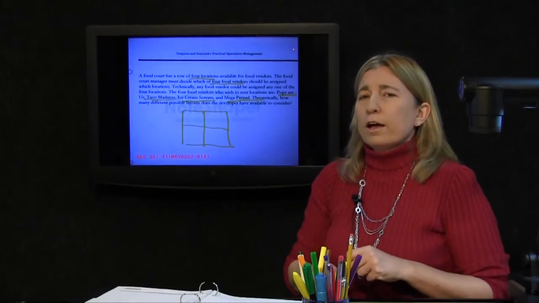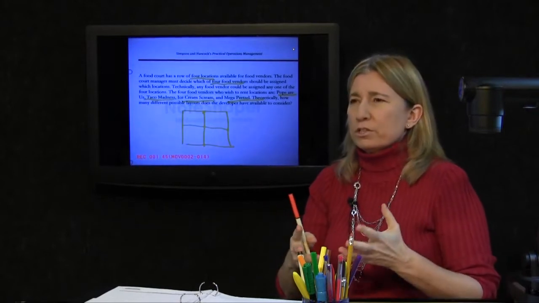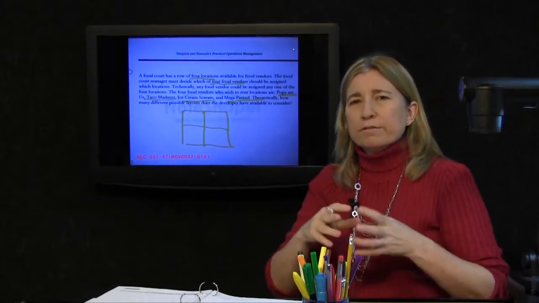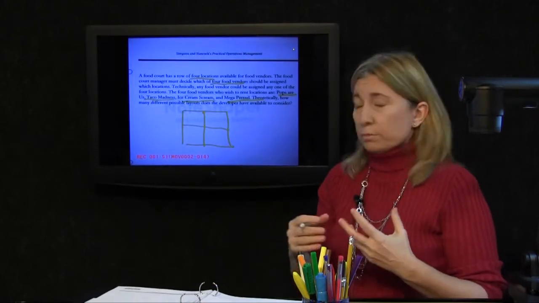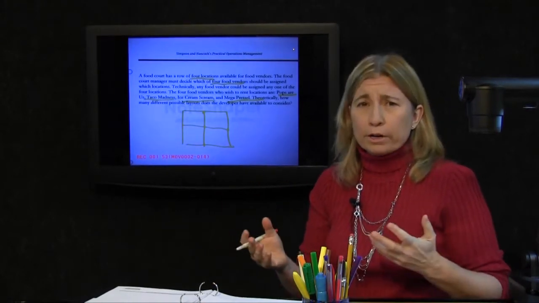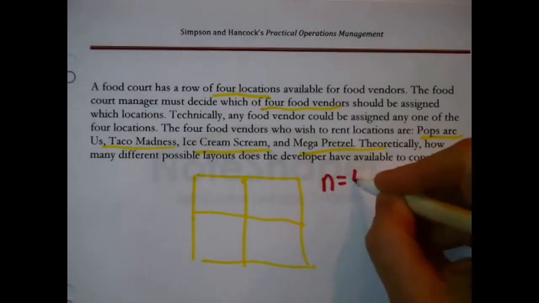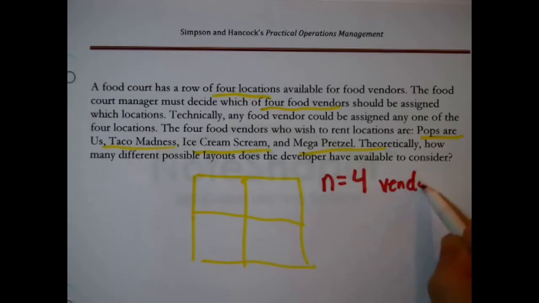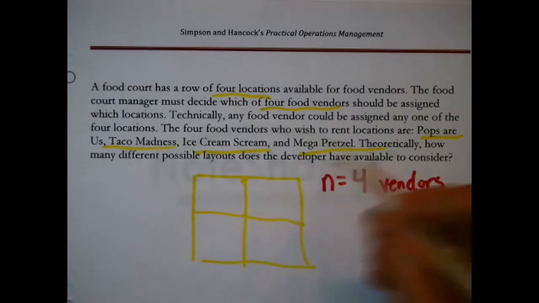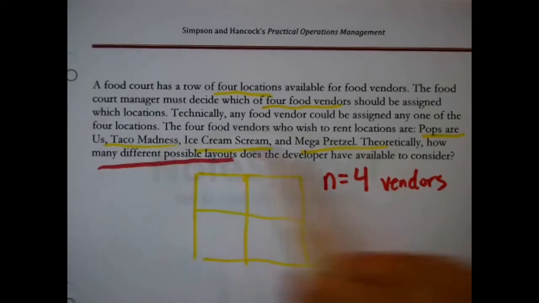First off, how many different departments are there? How many different entities are we trying to locate? This particular problem, well, it's 4, right? They were named. N equals 4. 4 vendors, 4 departments, 4 areas. Who should go where? How do you answer this question, how many different possible layouts are there?